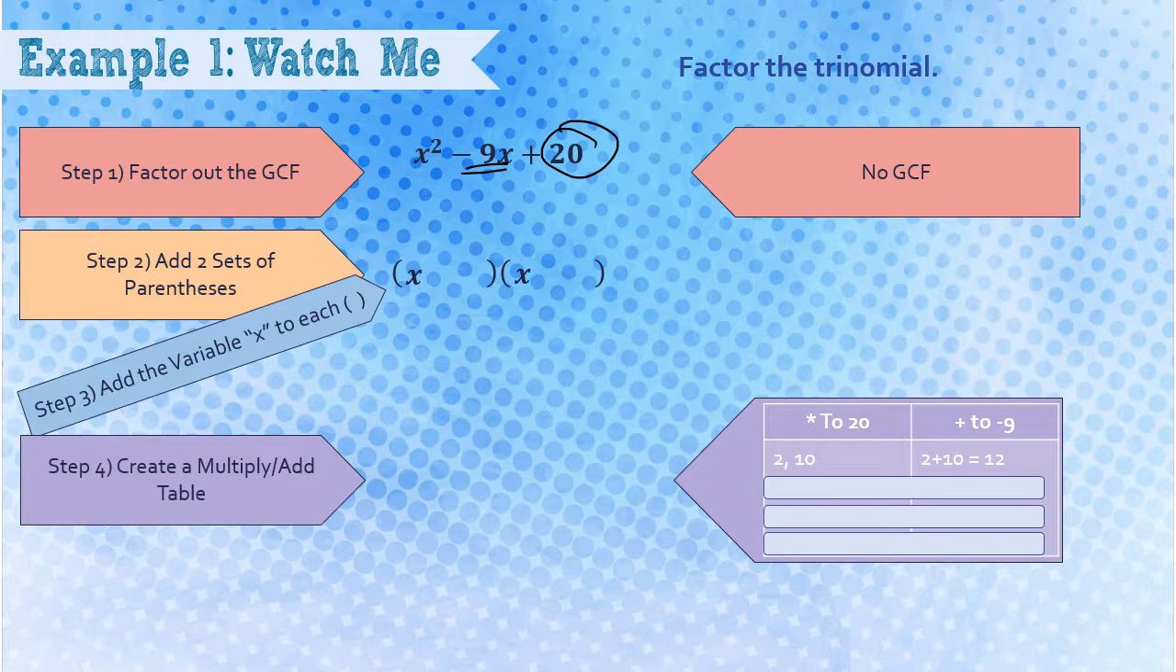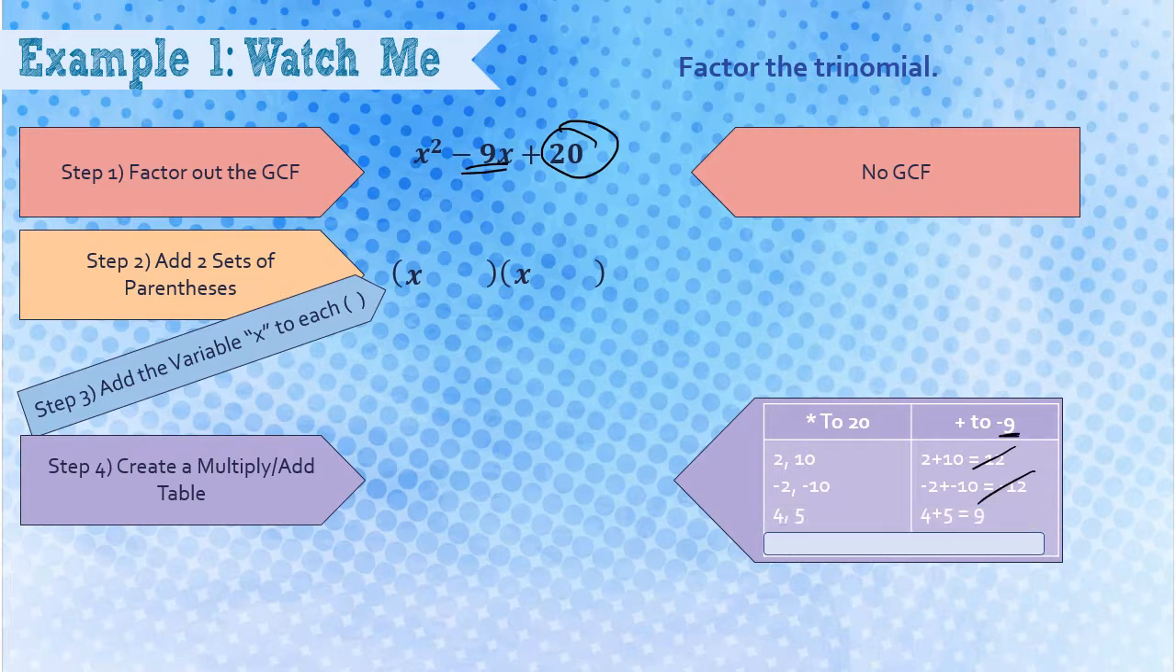So when I think of 20, I think of 2 and 10. 2 times 10 is 20, but when I add those together, I get 12. That doesn't equal 9, so I can't use those factors. Another set, if I did negatives, negative 2 times negative 10 would still give me positive 20, but when I add those, I get negative 12. Not what I need. I need it to add to negative 9.